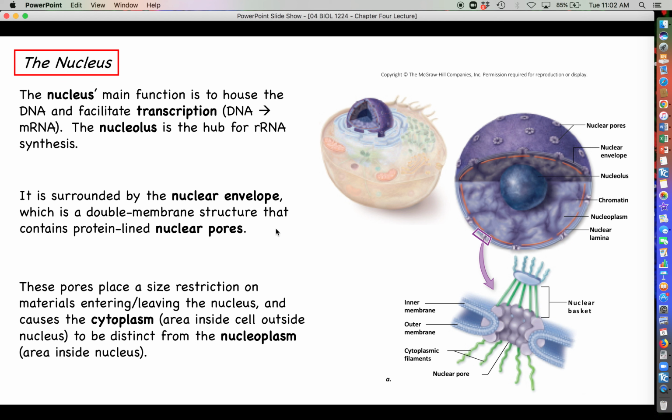So for that reason, if you want to move a molecule or something else from the inside of the nucleus out to the cytoplasm or vice versa, that something that you're trying to move in and out has to be smaller than the width or diameter of the nuclear pore. And then also the nuclear envelope makes distinct the cytoplasm, which is the area outside the nuclear envelope but within the bounds of the cell membrane, and the nucleoplasm, which is what we call the area inside of the nucleus. And as we've discussed before, the nucleoplasm is going to be mostly taken up by chromatin, condensed chromatin.